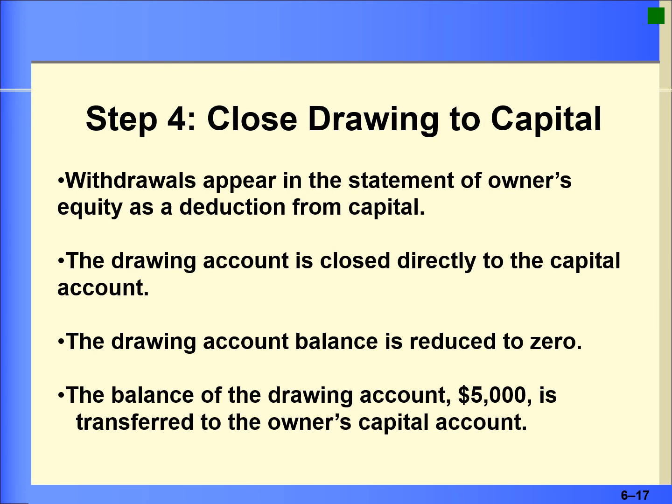Okay, now the last one will be to close out the drawing account. And because the drawing account is going to have a debit balance, because that's the normal balance, in order to get it to go to zero, we're going to have to credit the capital account. But just go through the steps here. Instead of using the income summary account, we're just going to close this directly to capital.